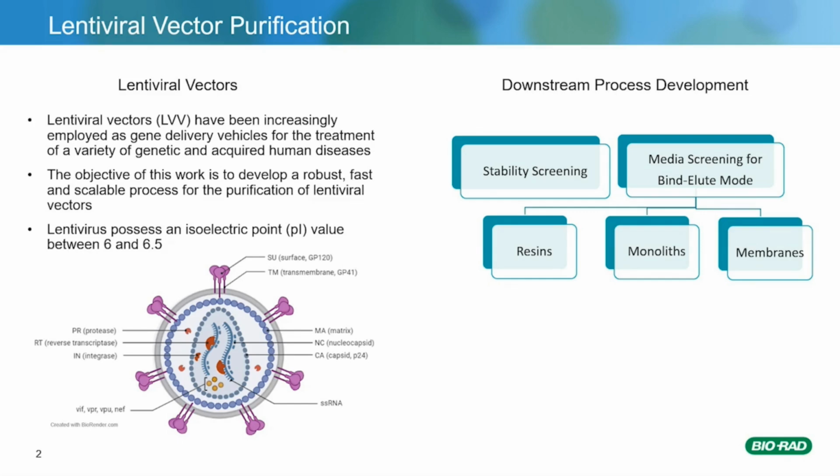For the downstream process development, we considered both lentiviral stability studies as well as several types of anion exchange media. These included resins, monoliths, and membranes. From our preliminary screening studies, we found chromatographic adsorbents to show promising data, and therefore we carried the next set of experiments with only chromatographic adsorbents.